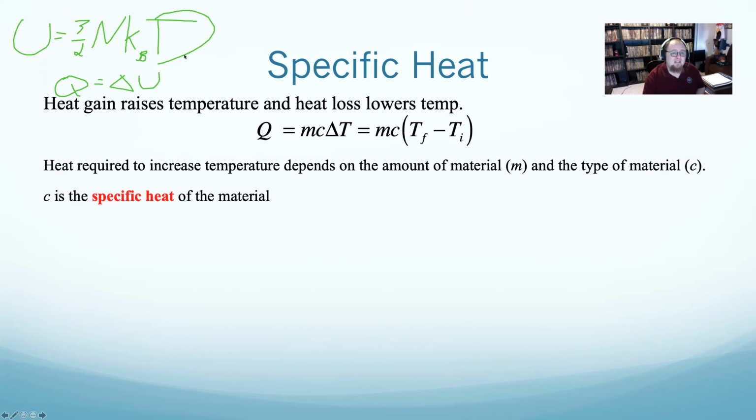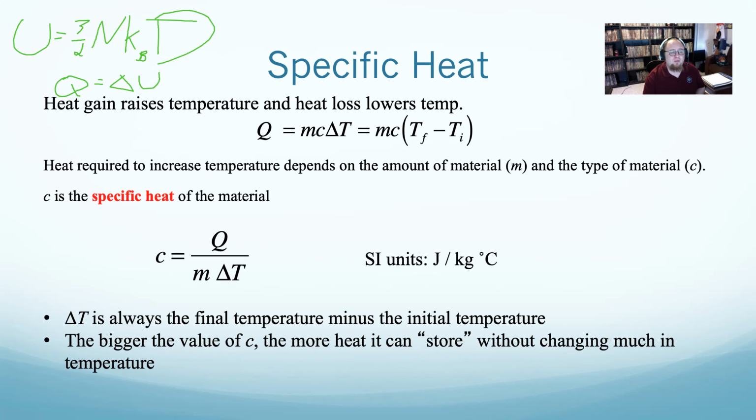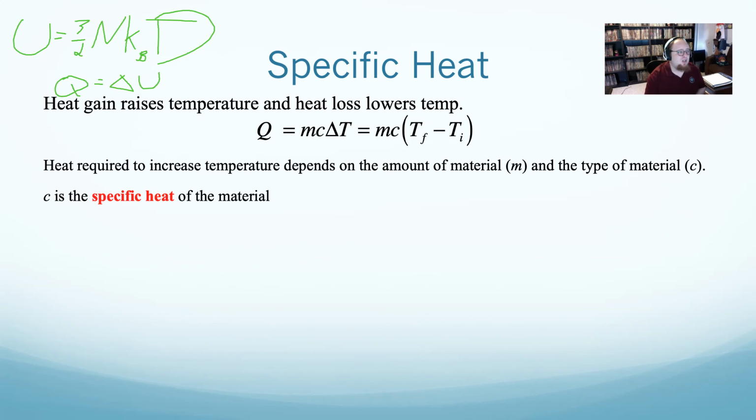Anytime you change the heat of something, you change the temperature. Q can be negative, but if Q is positive, you increase the temperature. If Q is negative, you decrease the temperature. You take away heat. And if you want to find the amount of the temperature change, it goes by this equation: Q equals mc delta T.